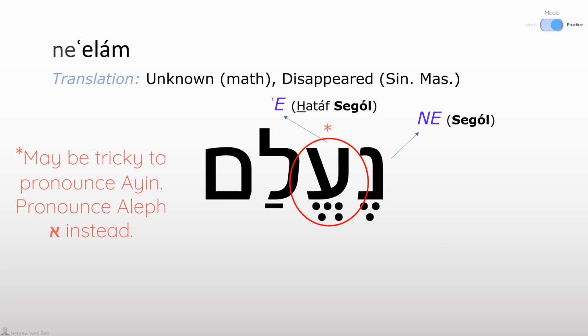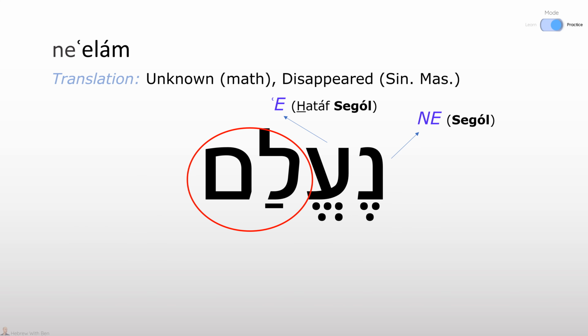Lastly, we have the letters Lamed and Mem. The letter Lamed is decorated with Patach. Together, they create the syllable Lam.